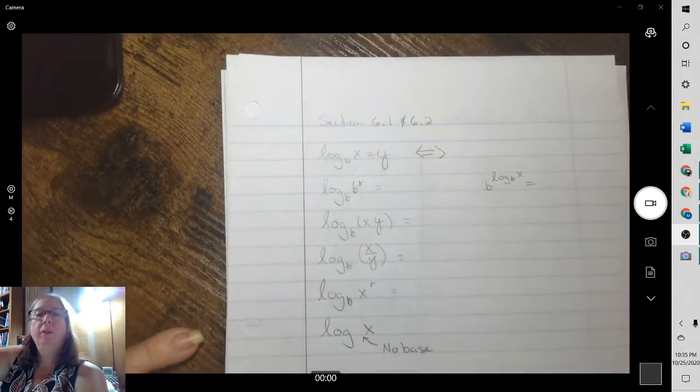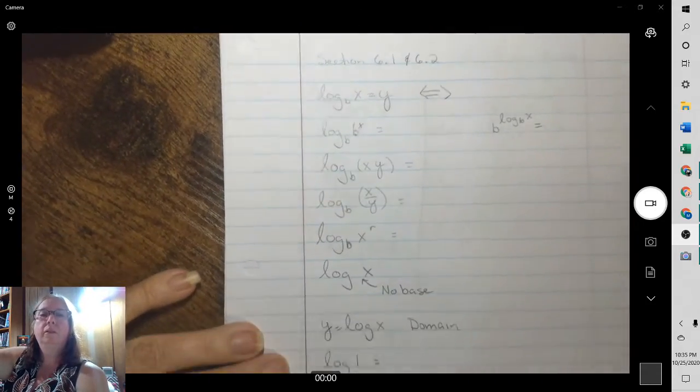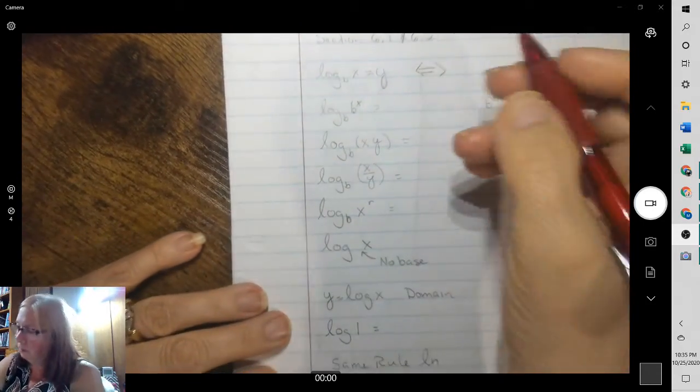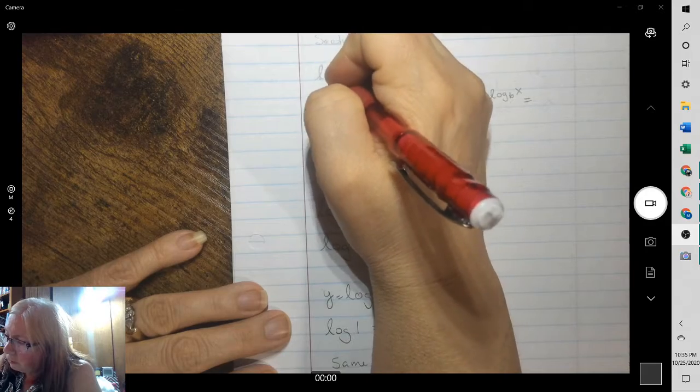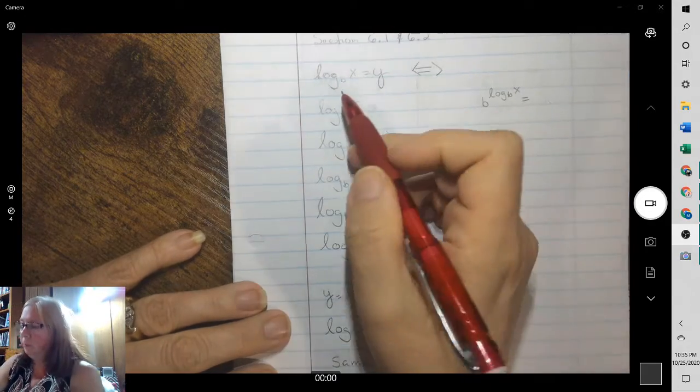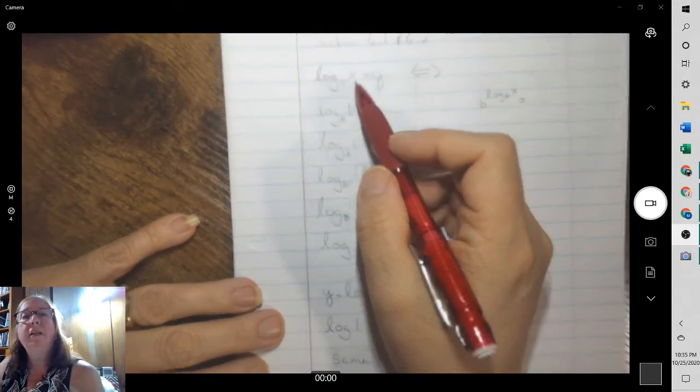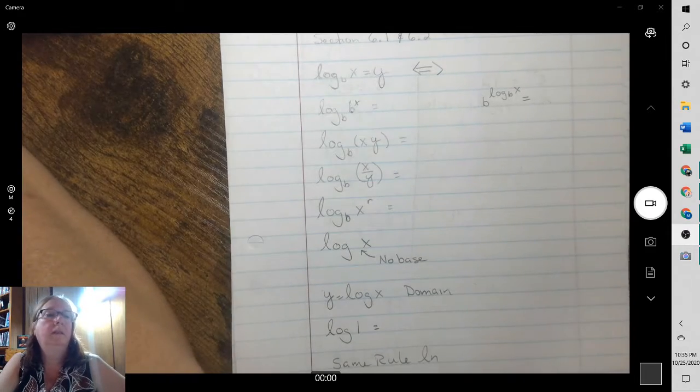Today we're going to cover 6.1 and 6.2, which is logs and exponential functions. And when we're working with the logs, this would be read log base b of x equals y.